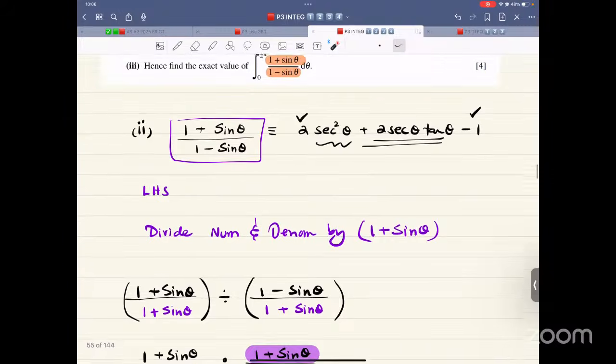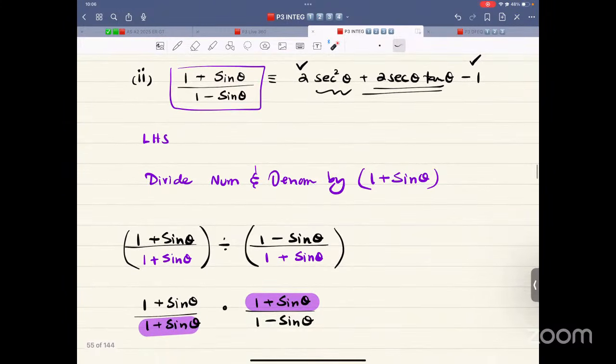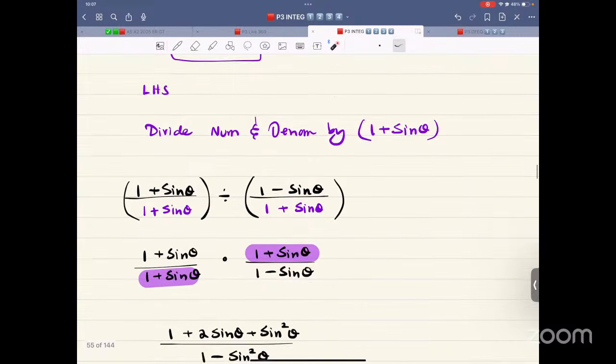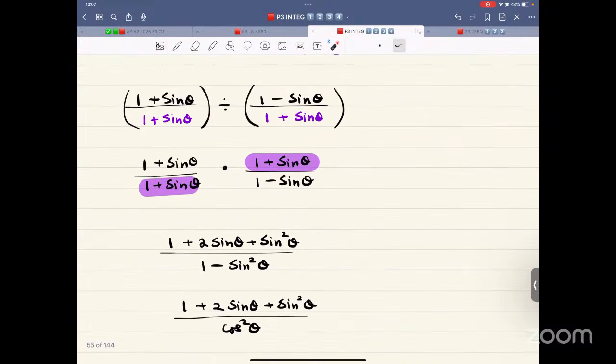So now this one was again out of the box. 1 plus sine divided by 1 minus sine, that is 2 sec squared, 2 sec theta tan theta minus 1. The left hand side, divide numerator and denominator by 1 plus sine theta. So now 1 plus sine theta over 1 plus sine theta divided by 1 minus sine theta over 1 plus sine theta. So therefore, this is this thing.